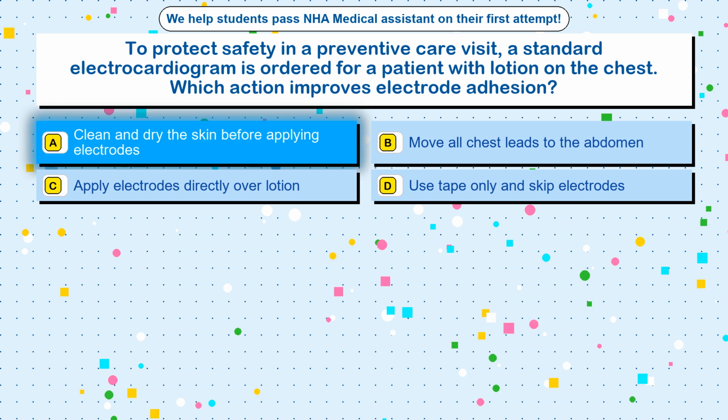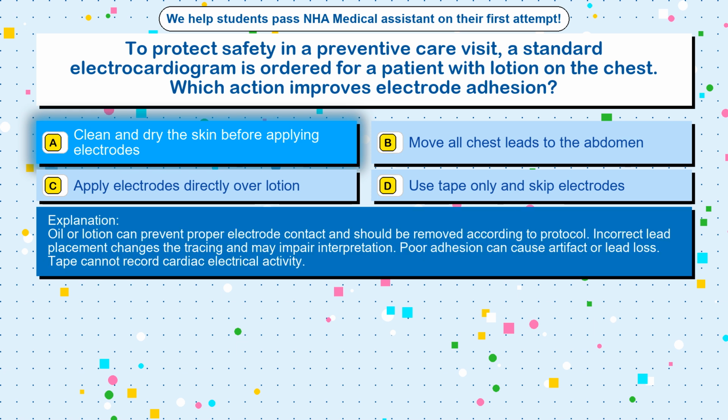The correct answer is option A, clean and dry the skin before applying electrodes. Oil or lotion can prevent proper electrode contact and should be removed according to protocol. Incorrect lead placement changes the tracing and may impair interpretation. Poor adhesion can cause artifact or lead loss. Tape cannot record cardiac electrical activity.